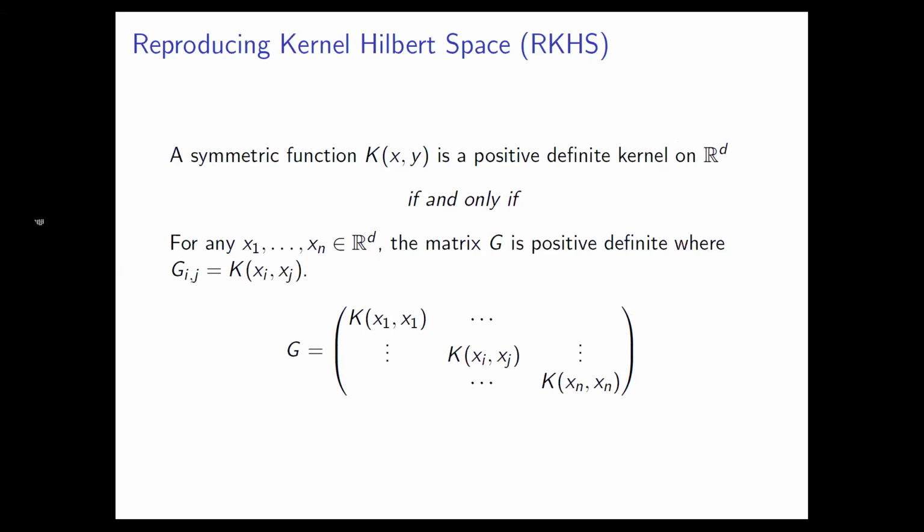So now, let me introduce an important concept, and that is the reproducing kernel Hilbert space. Suppose we have a symmetric function, k(x,y). We call it a positive definite kernel if and only if, for any x1 to xn in d-dimensional space, the matrix G is positive definite. Here, G_ij is k(xi, xj).